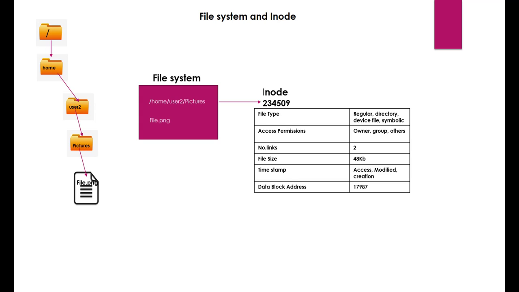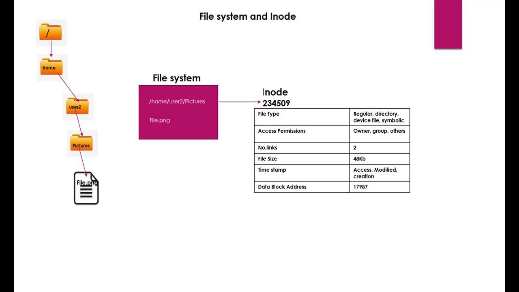An inode table has all the details about a file except its file name. The file name resides in the file system. The details are like the file type, what kind of file it is, whether it is a regular file, directory, device file, or symbolic link. And access permission related information, like who is the owner, what the group is, and what the permissions are for others, etc. It will also have the details about the number of links to that particular file.